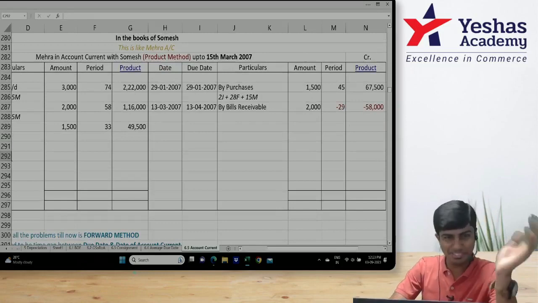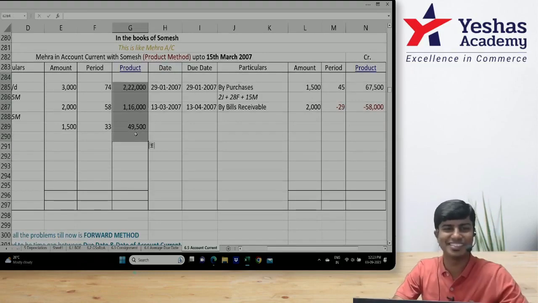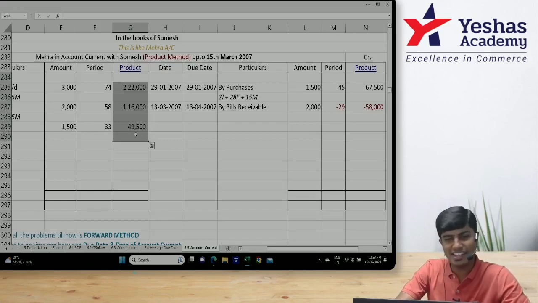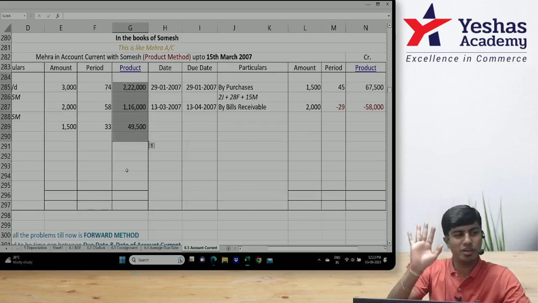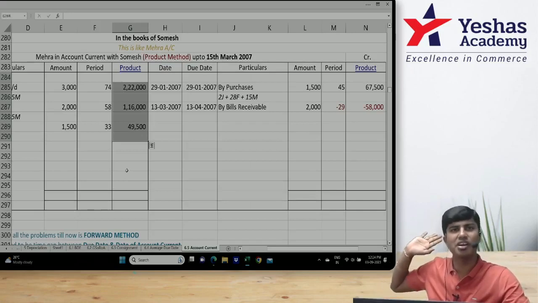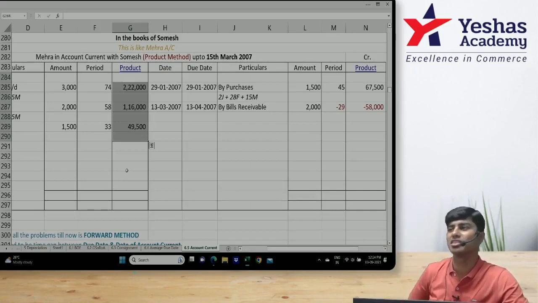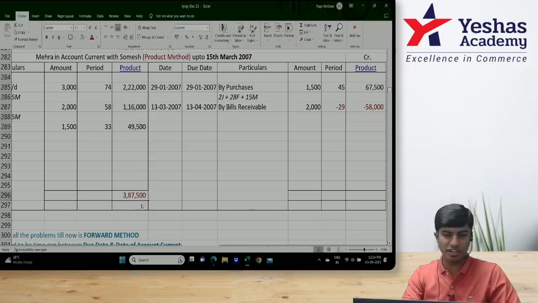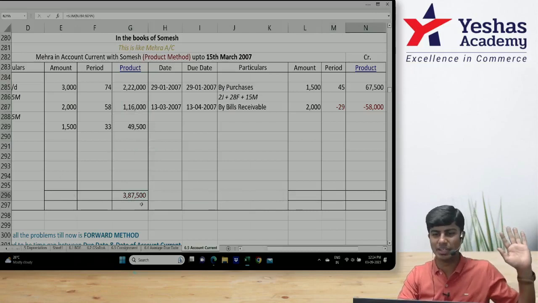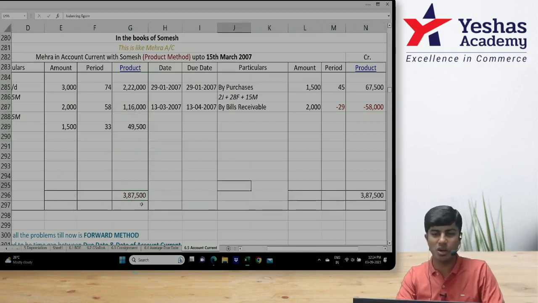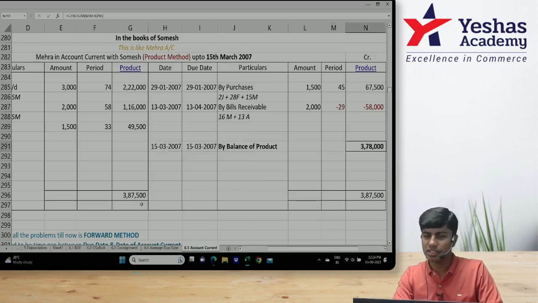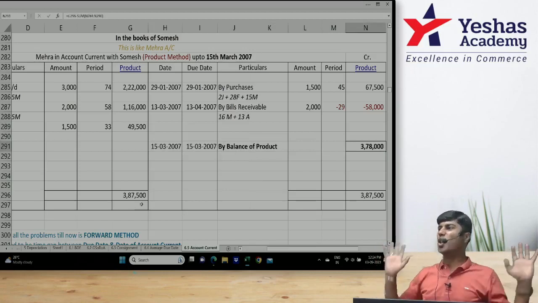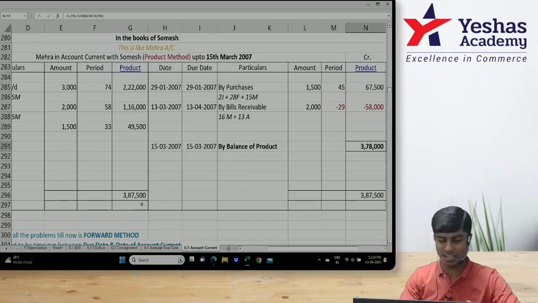Total on the product side, how much? 2,22,000 plus 1,60,000 plus 49,500 is 3,87,500. I'll write on the credit side also 3,87,500. Now find how much is the balance carried down. Balance of product is 3,78,000. On this, we'll now find interest on the debit side.